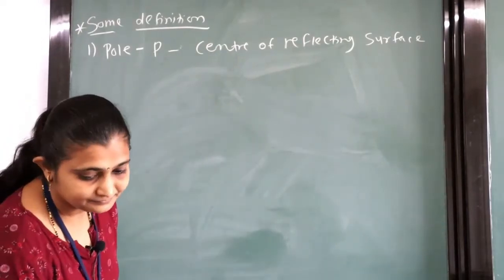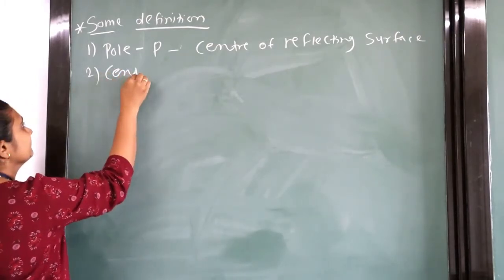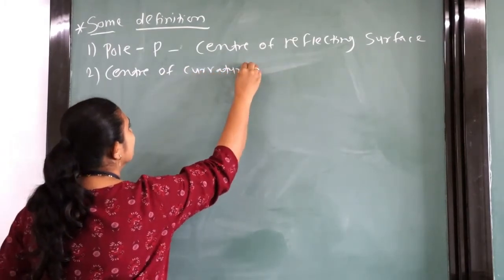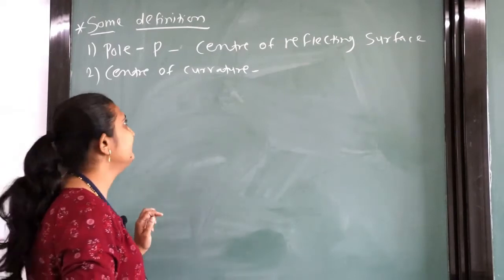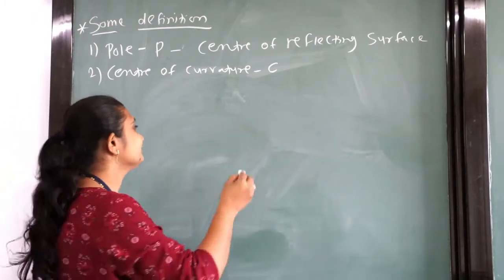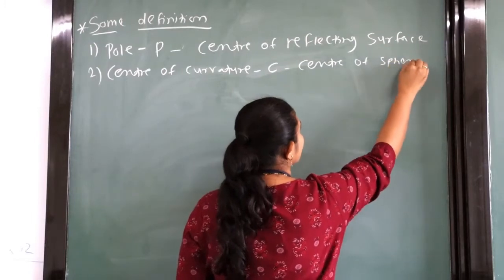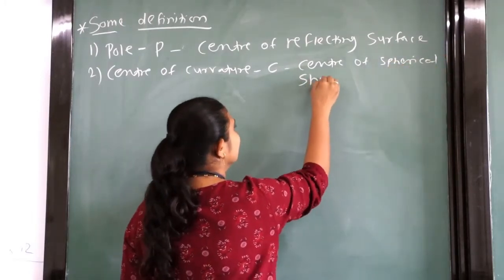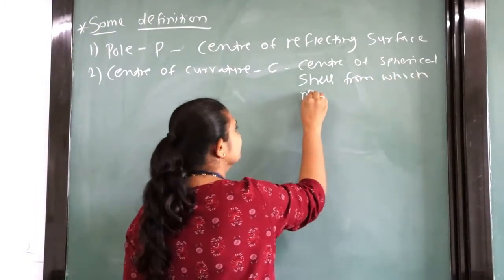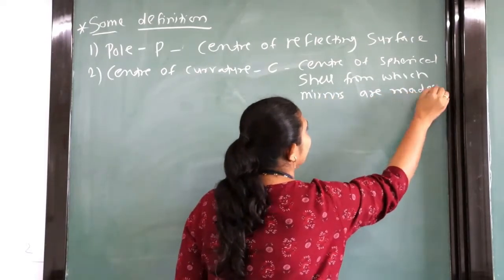Second definition, center of curvature. Center of curvature is denoted by C. Now what is the center of curvature? The center of the spherical shell from which mirrors are made. Means what?